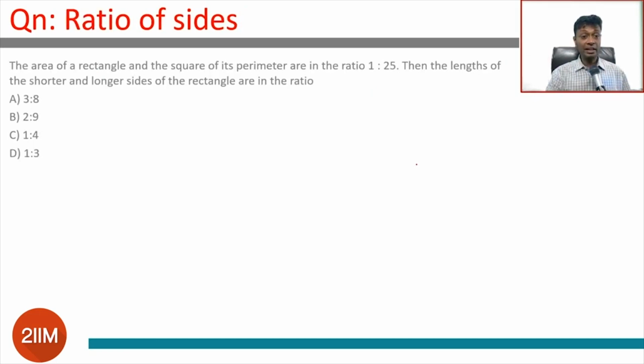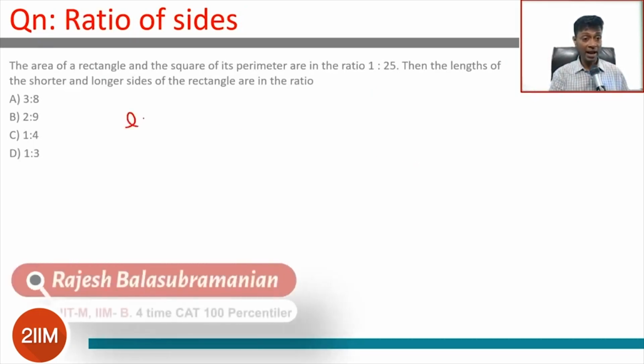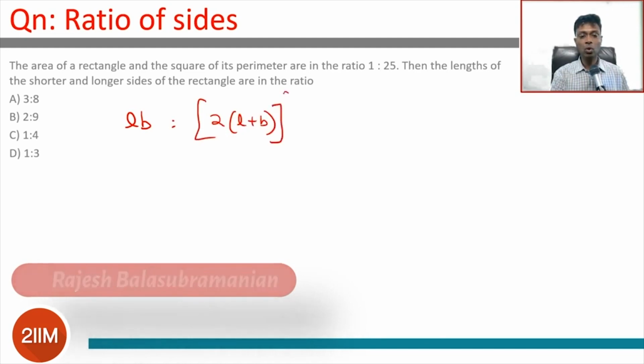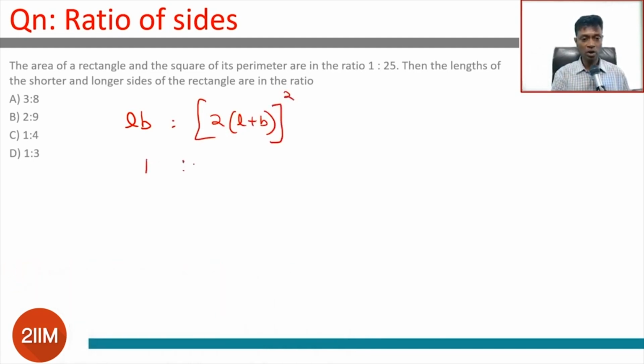The area of a rectangle and the square of its perimeter are in the ratio 1:25. L into B is to 2 times L plus B whole square is 1:25. I'm going to write down this equation and then figure this out. LB is to 2 times L plus B whole square is 1:25. We need to find the ratio B is to L, shorter to longer side.